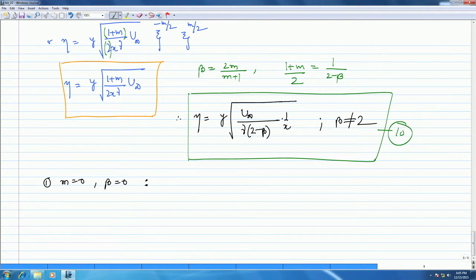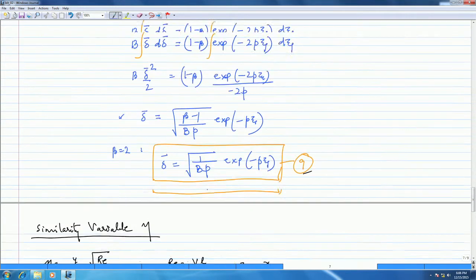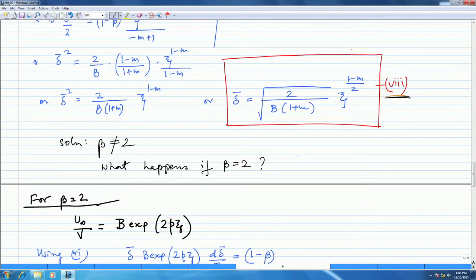Okay, let me write down, if this is the case, what happens to our eta? If for this particular case, eta is equal to y under root u infinity by 2 nu x, right? And what is our delta bar? Let us go and see. We have a delta bar, and m is also 0. If I have a delta bar, what does that mean? Say for m equal to 0, delta bar is equal to 2 by b, zeta to the power half.